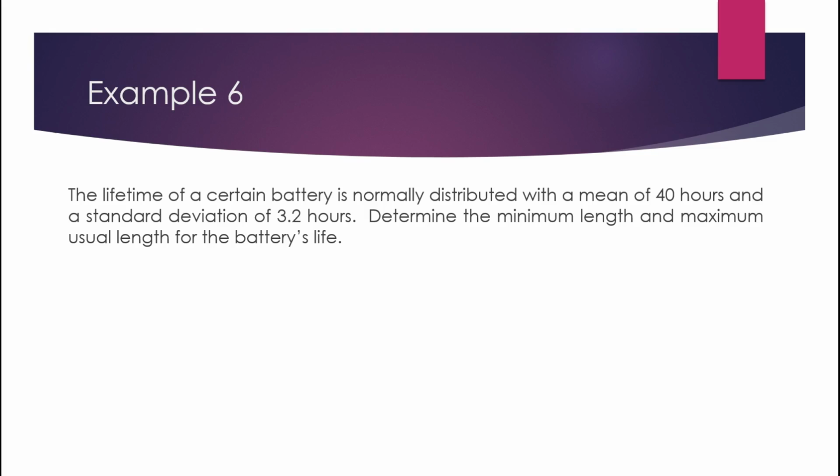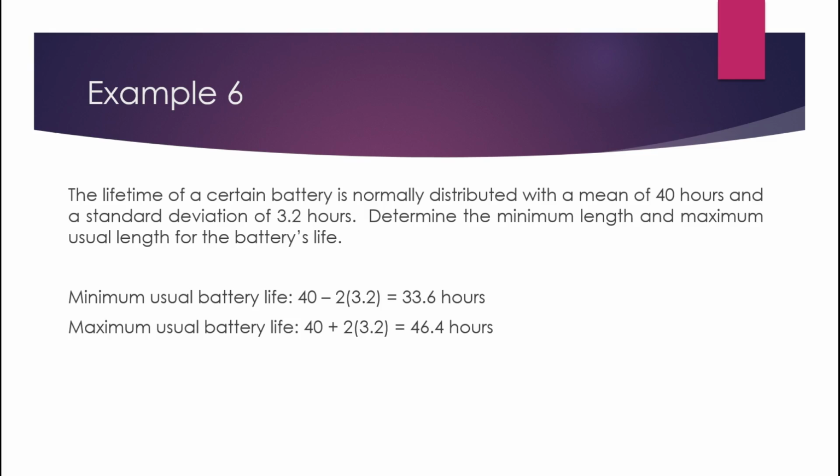So when you're talking about minimum and maximum usual length, you want to think about the range rule of thumb. The range rule of thumb says that the minimum value is going to be 2 standard deviations below the mean. So I subtracted 3.2 off from the mean of 40 twice, or 40 minus 2 times 3.2. That's going to be 33.6 hours.